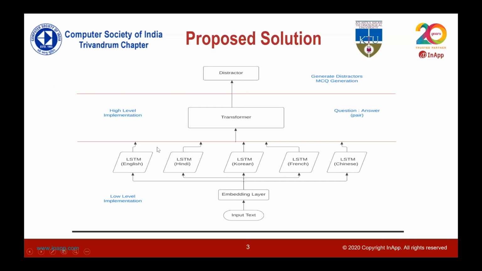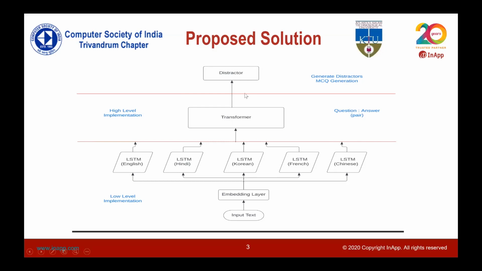So this is the basic flow of our project. We have a low level implementation and a high level implementation. In the low level implementation, we give the input text, which will be in these 5 languages, and each language has its own individual LSTM. In the high level, we implement a transformer model for higher level understanding of information, which is common for all the languages. Then we have the distractor, which is used to generate the wrong options among the MCQs.